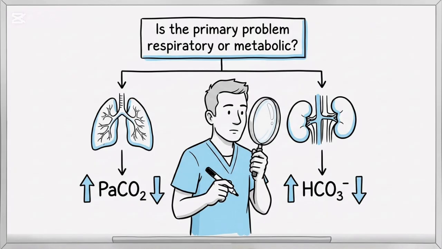Step 3. Is it respiratory or metabolic? Now determine the primary disorder. Remember one simple rule. The lungs control PaCO2. The kidneys control bicarbonates. If the change in PaCO2 explains the pH, it's a respiratory disorder. If the change in bicarbonates explains the pH, it's a metabolic disorder. Then check whether the body has compensated appropriately.